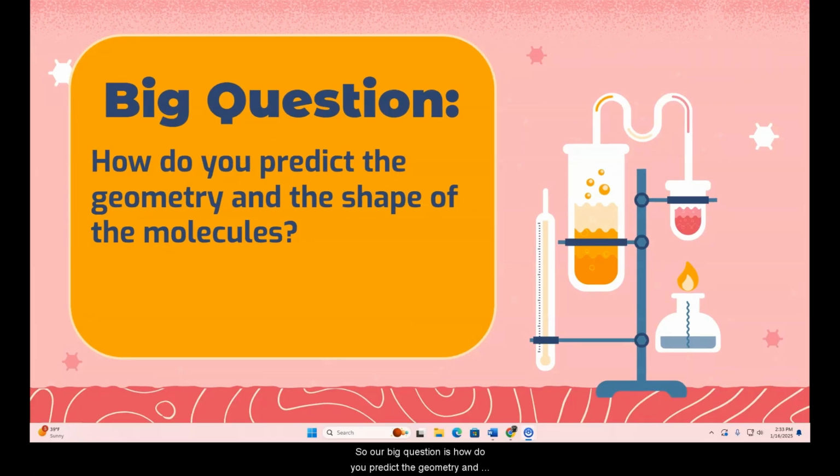So our big question is, how do you predict the geometry and the shape of the molecules? And we're going to get to that in just 1 second. This is the time to have a sheet of notes out in front of you because we're going to do some definition and important information first. And then we're going to go ahead and build our chart of information on shapes.